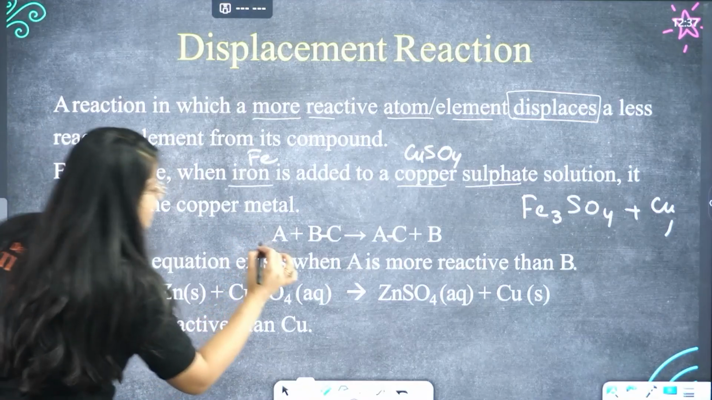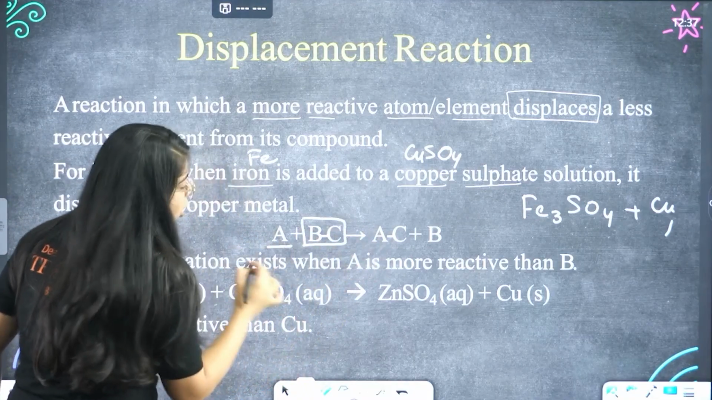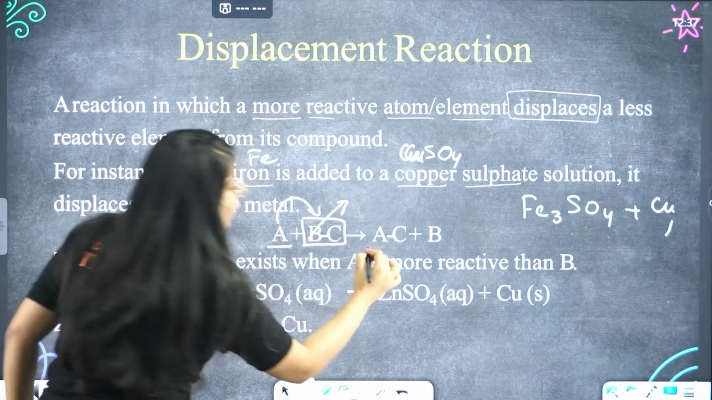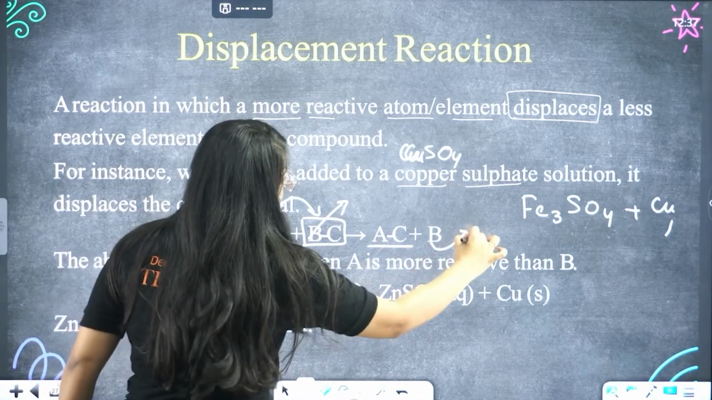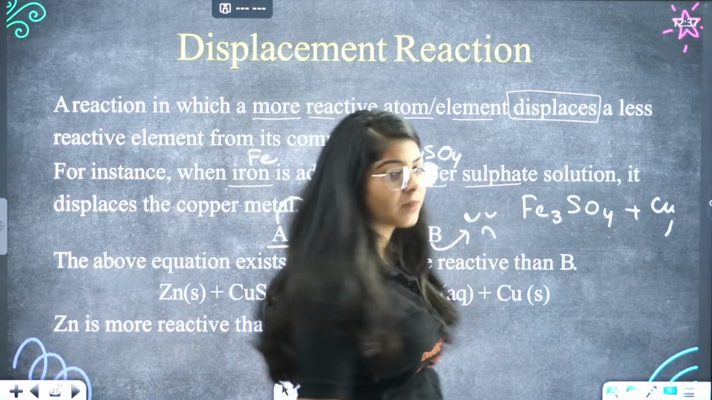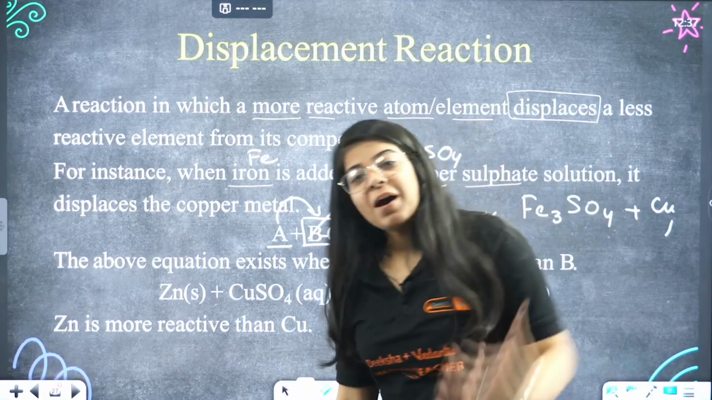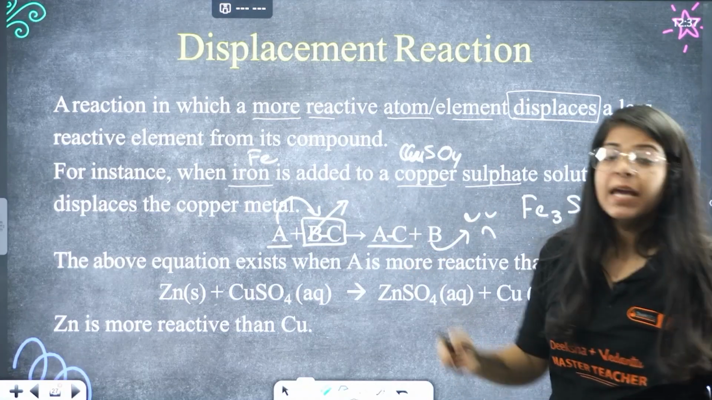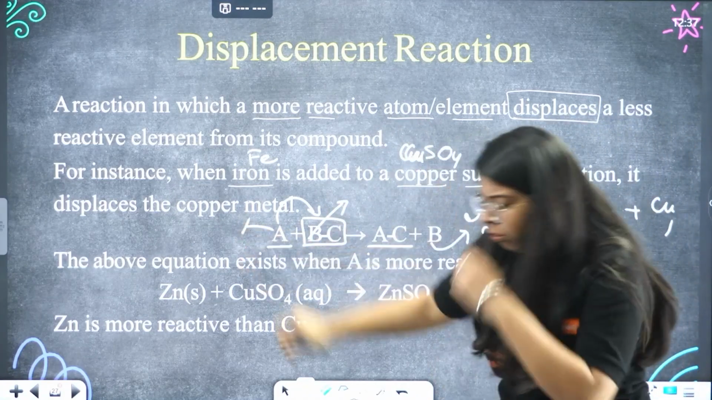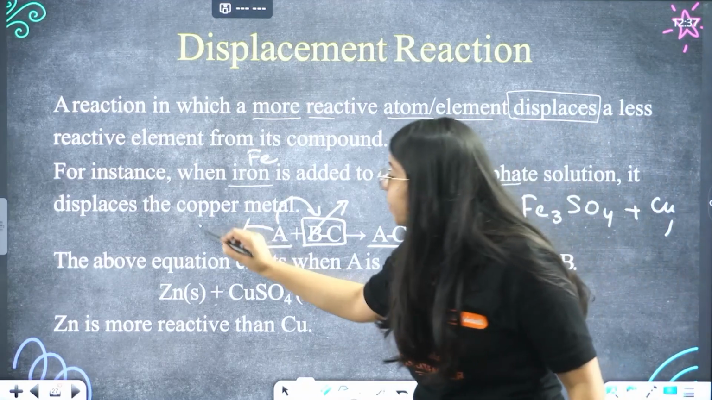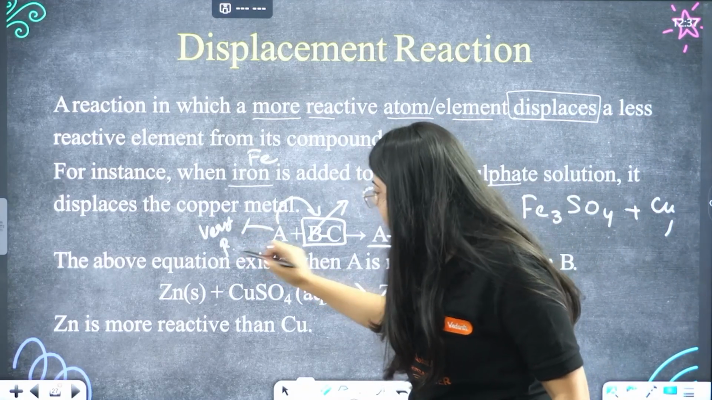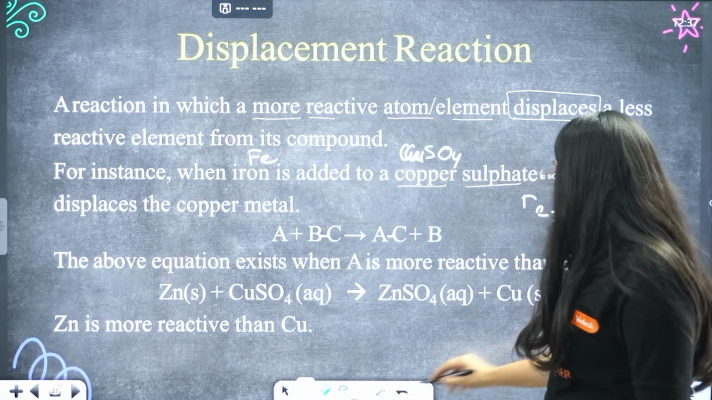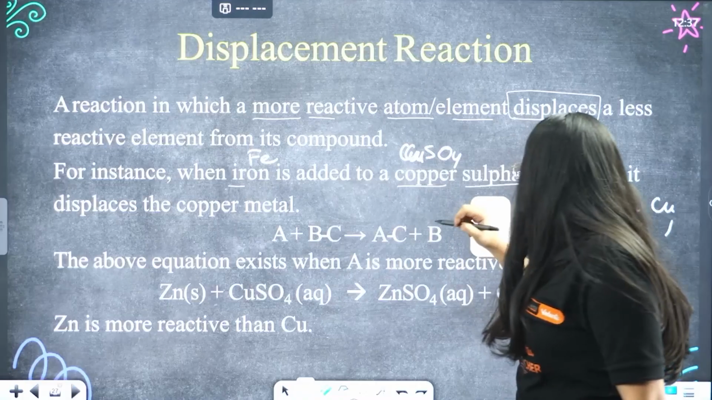So that means A came, B and C were a strong bond. A came and kicked B out of the friendship. Now A and C are best friends. B is very, very lonely. Now the above equation exists when A is more reactive. This is what you need to understand. A should be very, very reactive. Only when A is reactive, then it can kick the C out of the friendship.